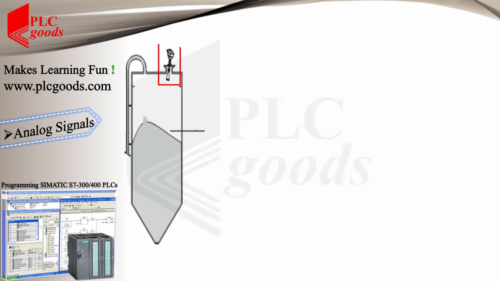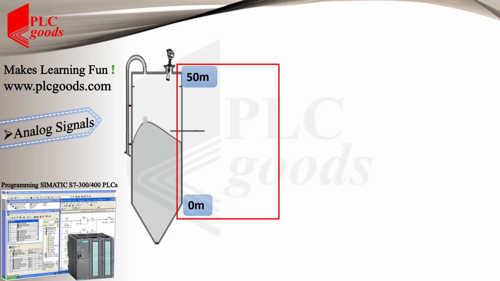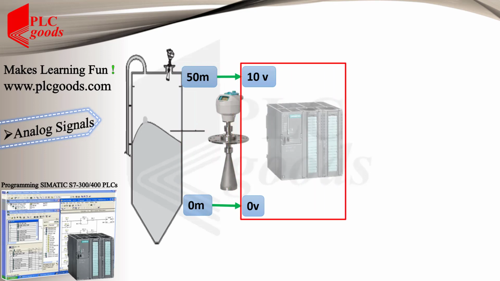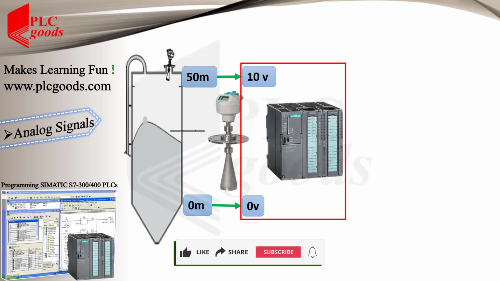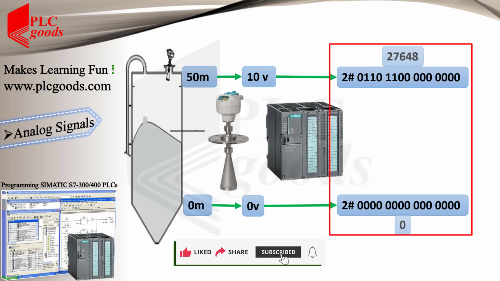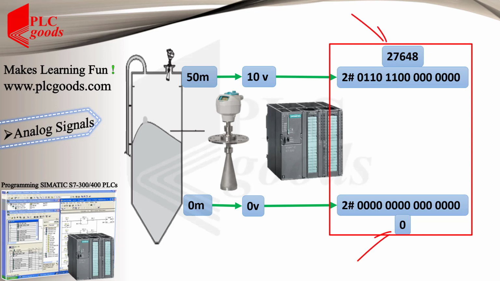Well, here is a level transmitter to measure the level of a substance such as wheat or salt. This transmitter can be tuned to generate a voltage between 0 and 10 volts when the level of substance is between 0 and 50 meters. My PLC can receive this signal using its analog input module and then converts it to an integer number between 0 and 27,648. Notice we need to use the user manual of each PLC brand to find these numbers.